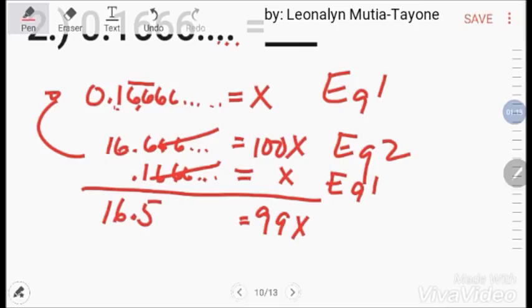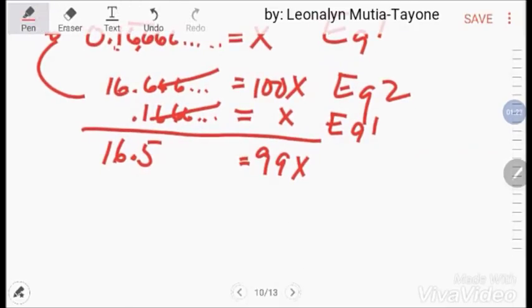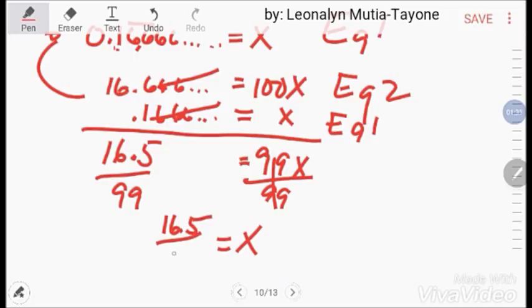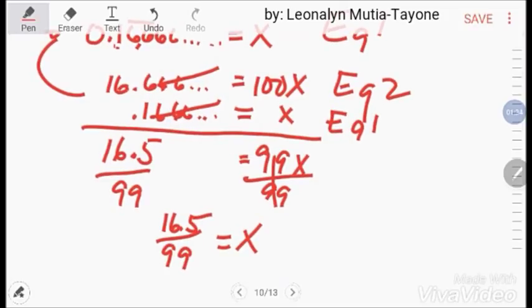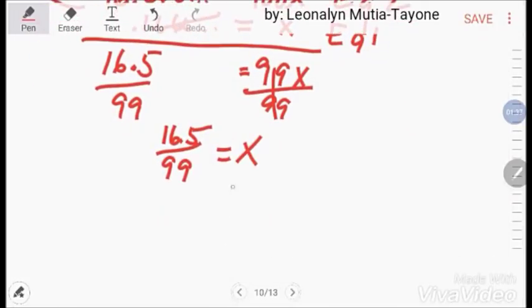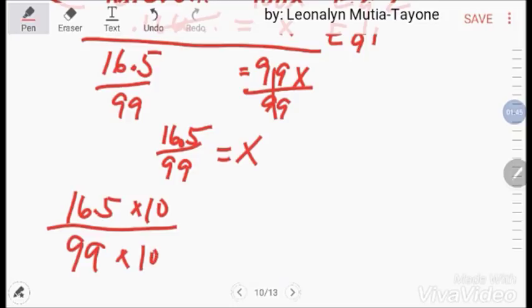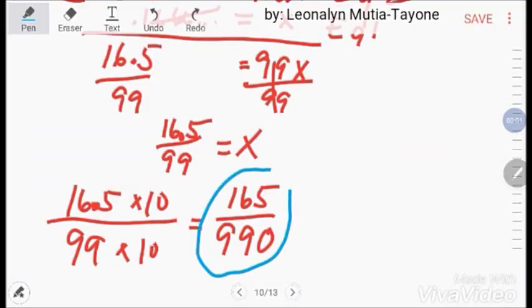I-down na lang si 16. And this is 16.5. I-transpose mo si 99. So, that will be our x is 16.5 over 99. Kasi point man yan, i-multiply natin ng 10 at saka si 99. Kung nag-multiply ka ng 10 sa numerator para ma-whole numbers siya, ganun din ang gawin mo sa denominator. And that will be 165 over 990.